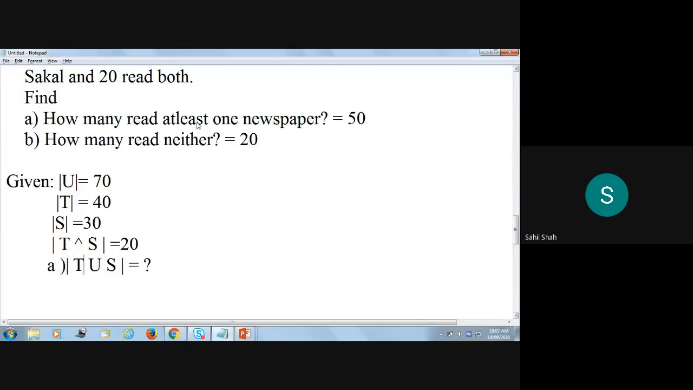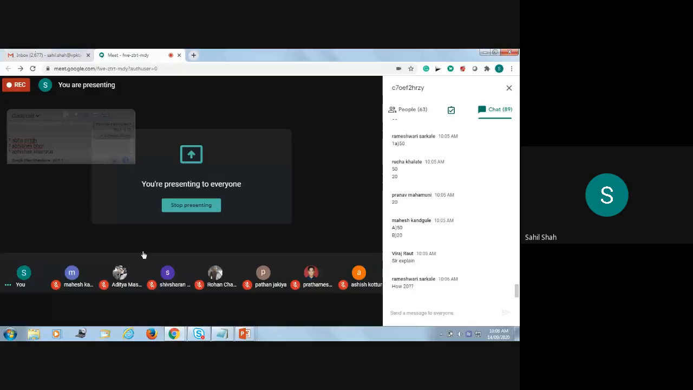For this, I have the formula: cardinality of T union S using the principle of inclusion-exclusion comes out to be cardinality of T plus cardinality of S minus cardinality of T intersection S. If you put the values 40, 30 and 20, you will get your answer as 50. Did you find how this T union S comes using the principle of inclusion-exclusion? How 20? Yes, I'm going to show you how 20 as well. Wait, is the answer of A clear?